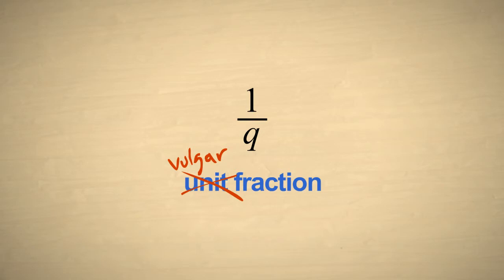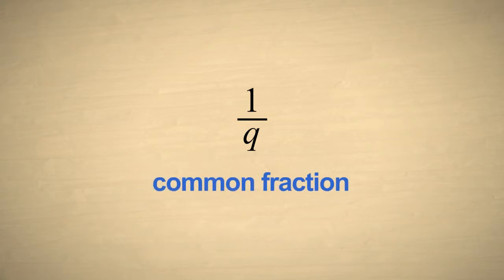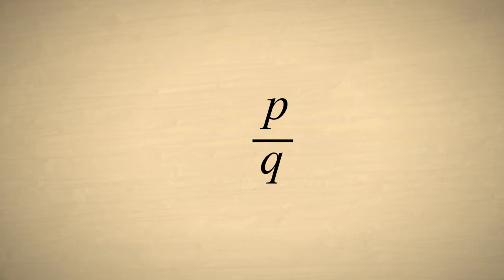These fractions, which today are called common fractions or just fractions, are composed of 2 integers which we will represent by the letters P and Q. The number on the top is called the numerator, and the number on the bottom is the denominator. We can think of a common fraction as being a unit fraction multiplied by the number in the numerator. In other words, a common fraction is simply a multiple of a unit fraction.